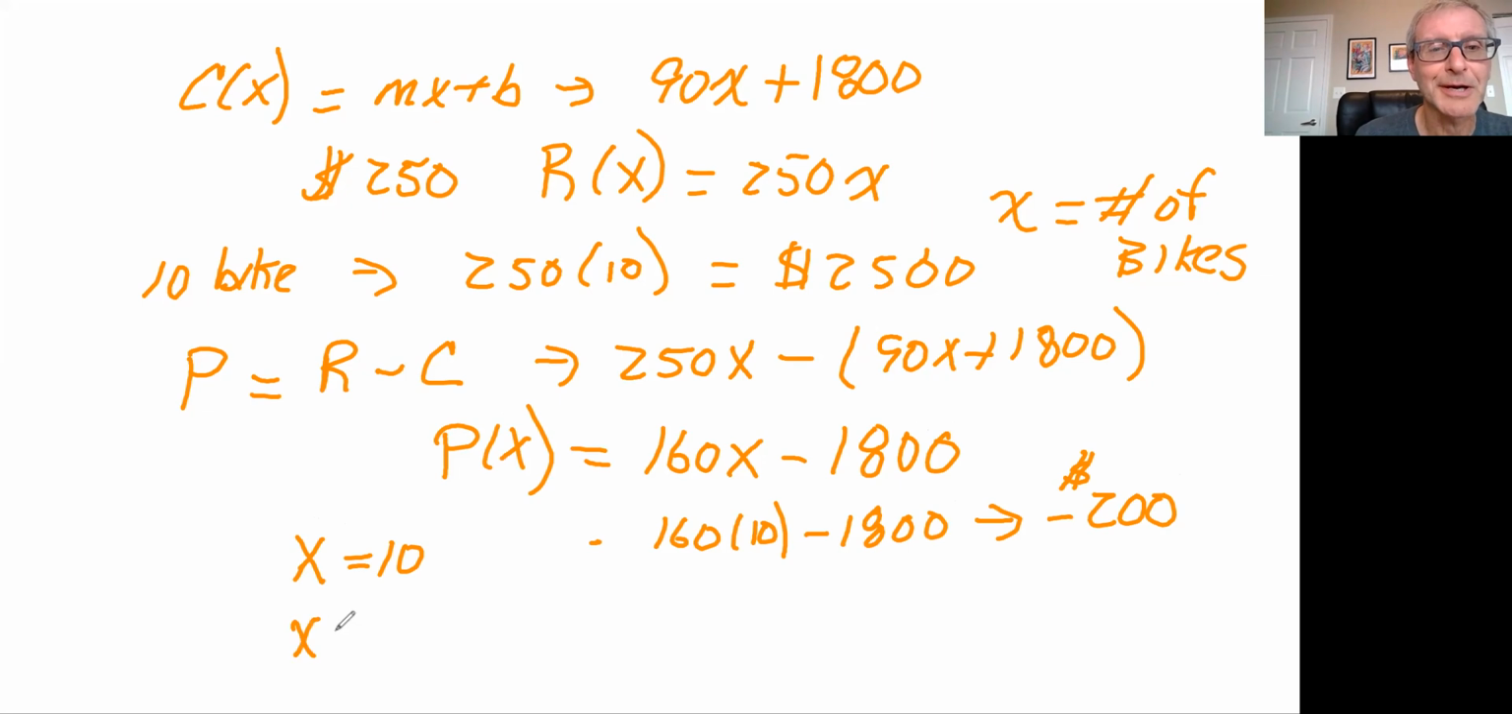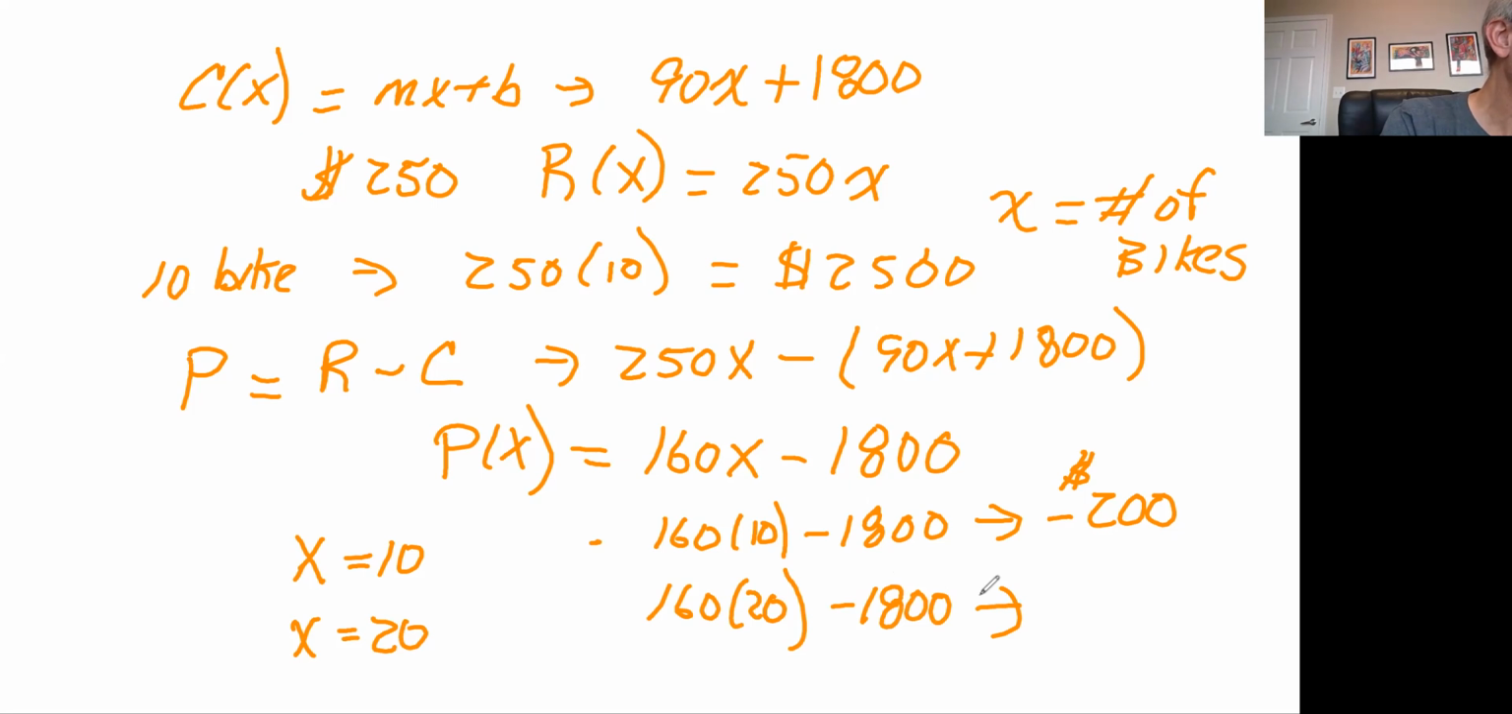Let's say you got to sell 20 a day. So that would be 1600 times 20 minus 1800. When you do that calculation, let me get my calculator out real quick. So that would be 32, this is 3200, and so 3200 minus 1800, so you would make $1,400.